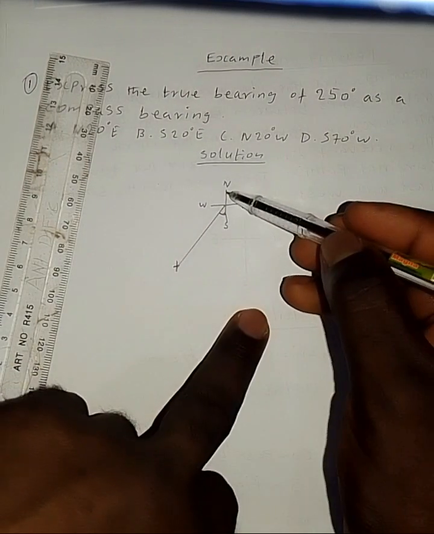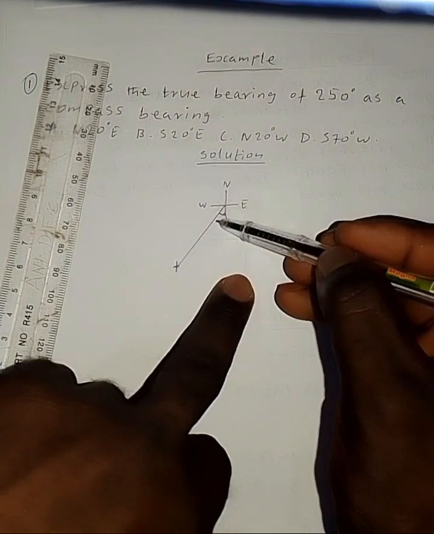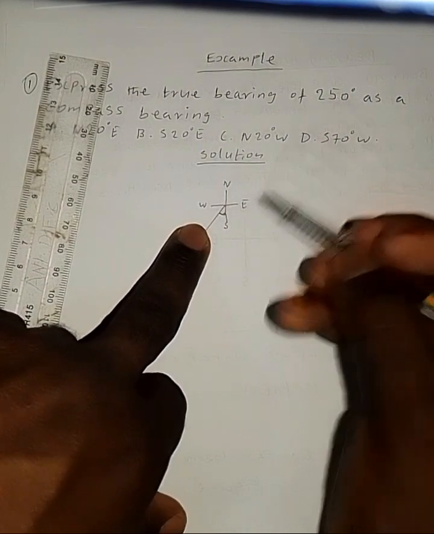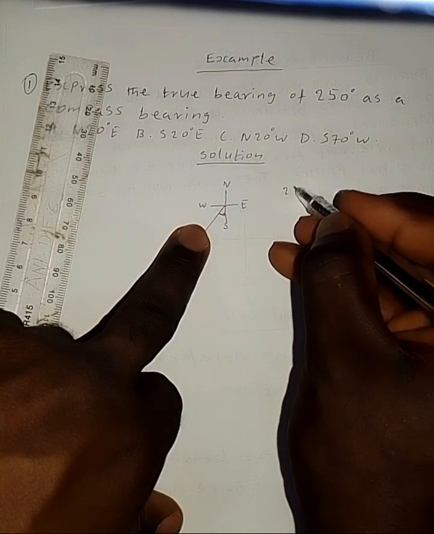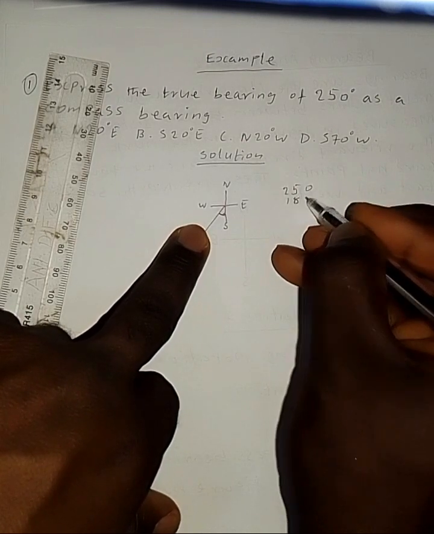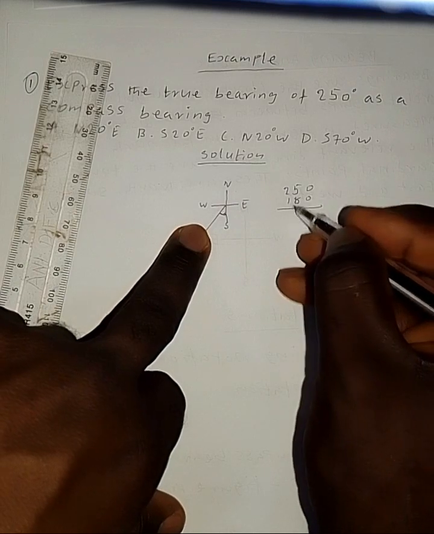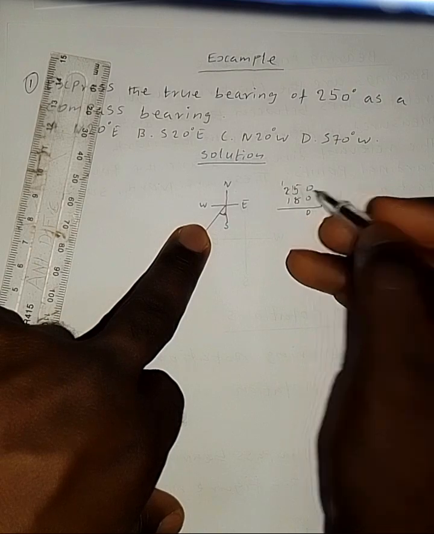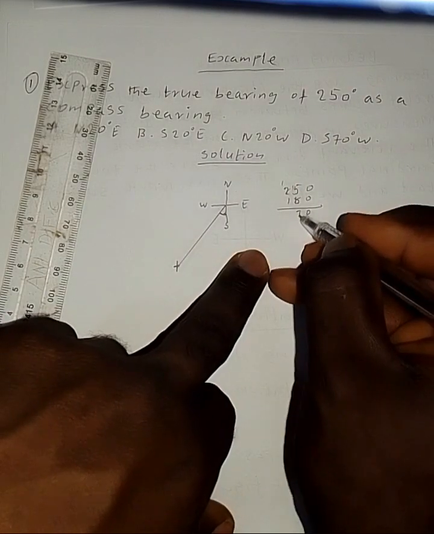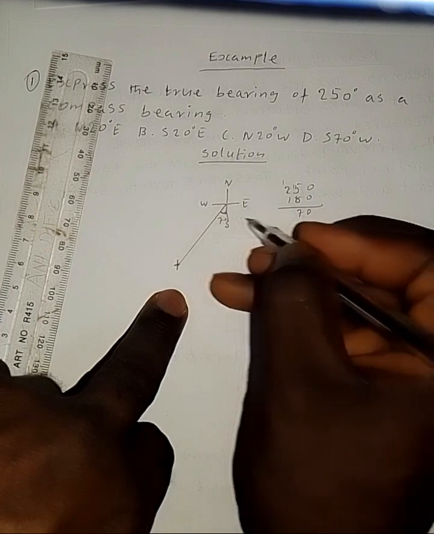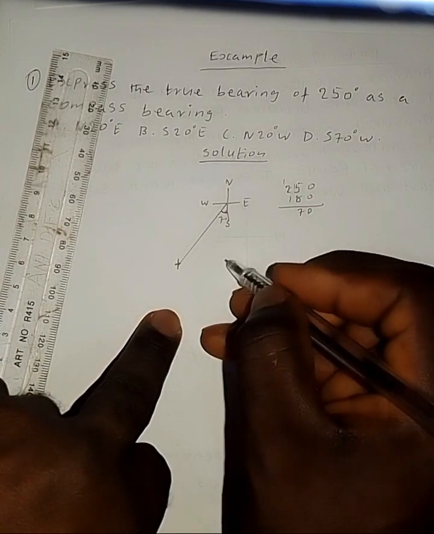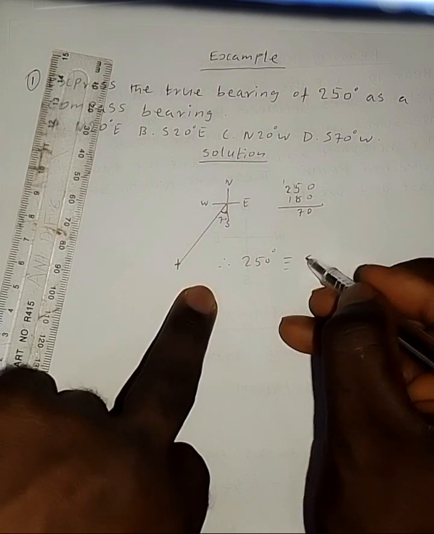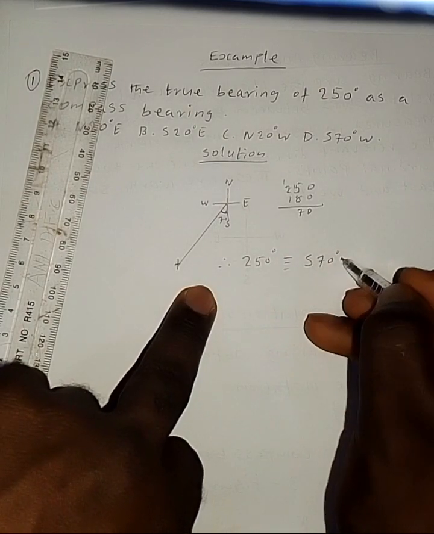So we have 180 plus this value to get 250. For us to get it, we are going to subtract 180 from 250. That will be, borrow 1 from 2, remain 1, give it to 5, becomes 15. 15 minus 8 will be 7. So this is 70 degrees, and therefore we have that 250 degrees is equivalent to south 70 degrees west.